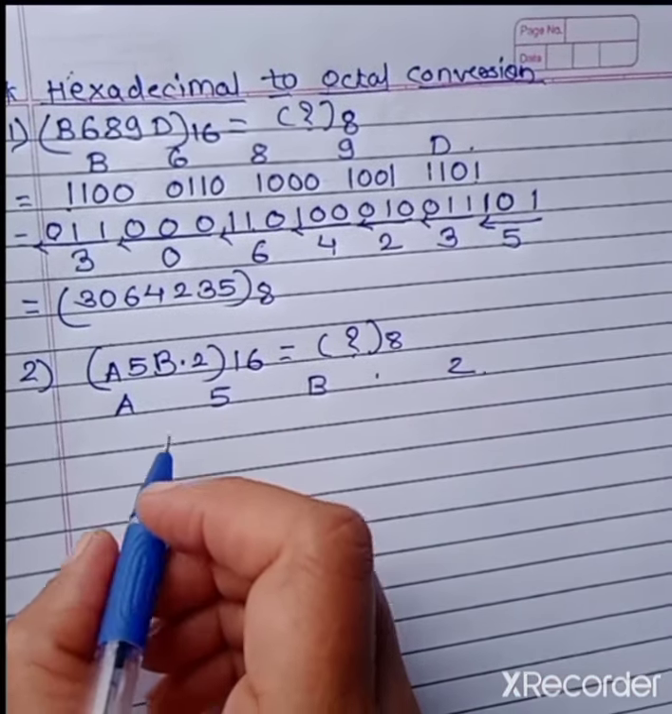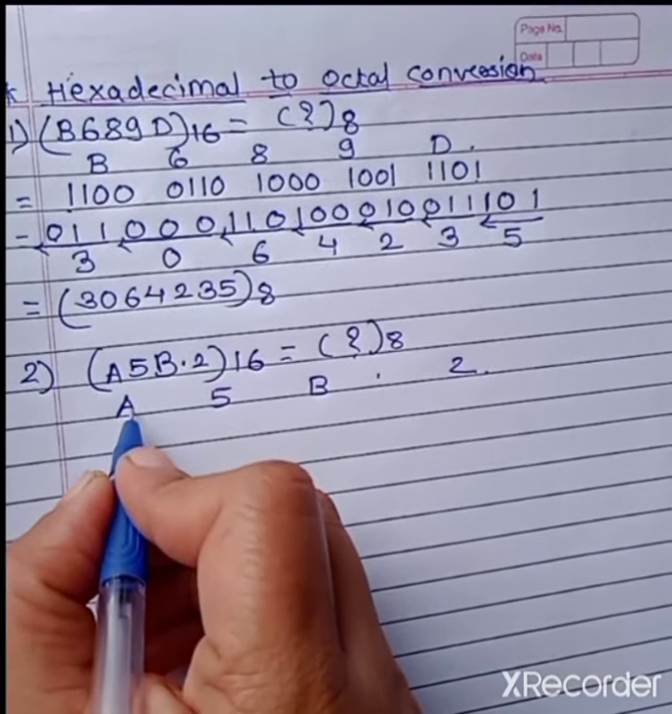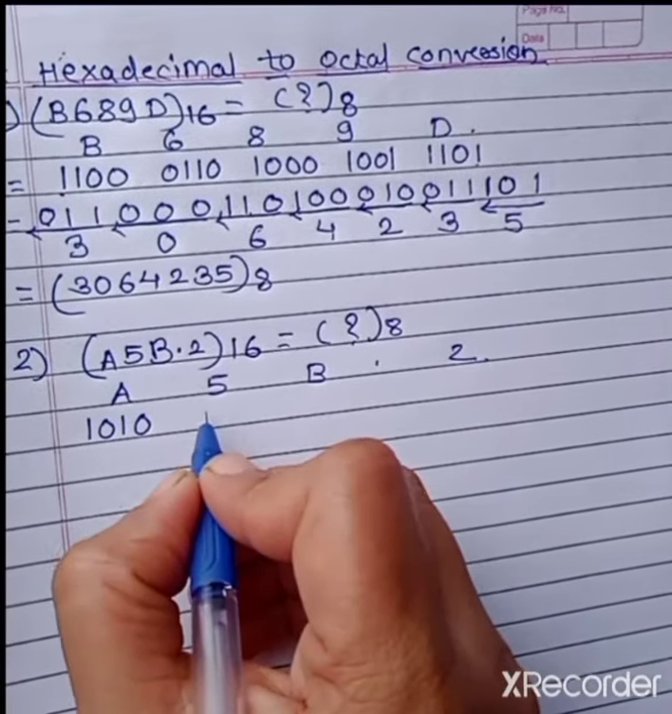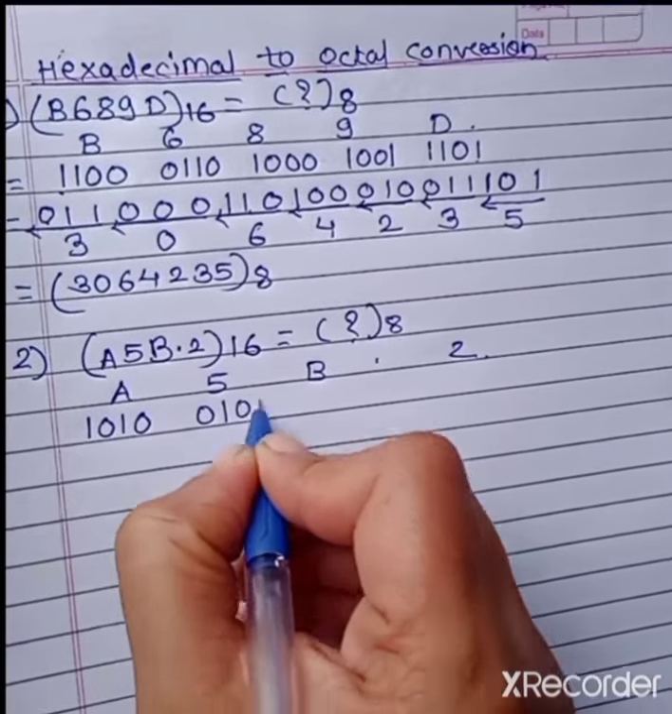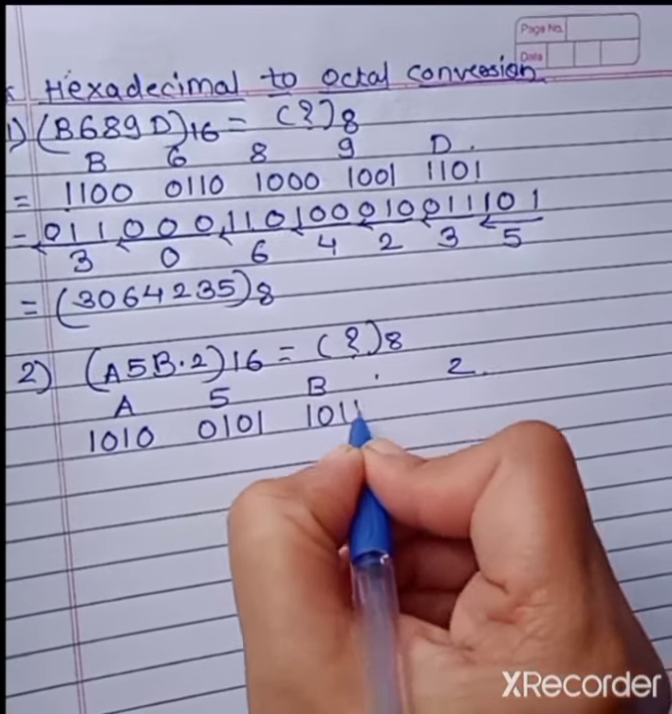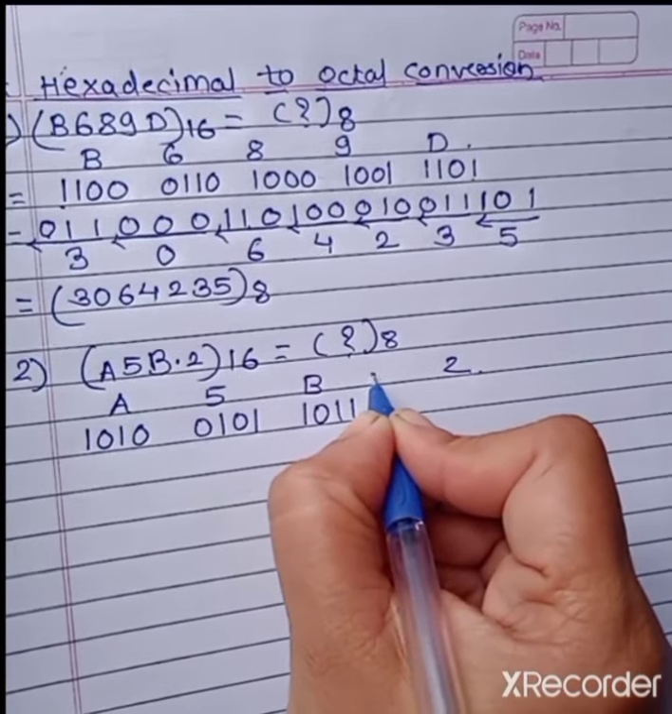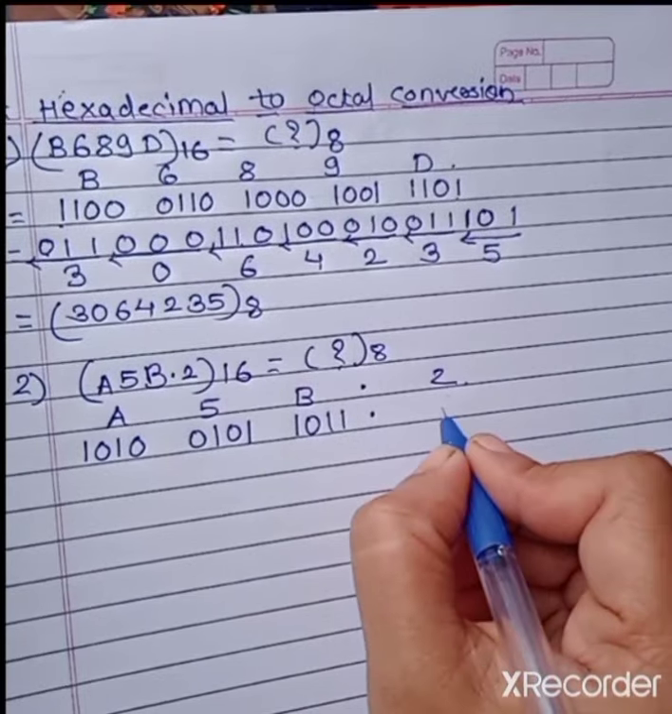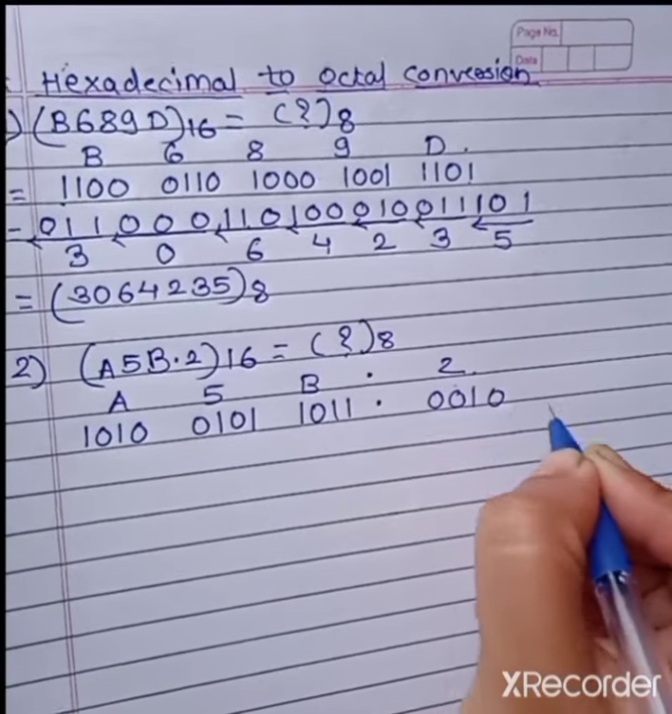First write 4-bit binary for each digit. A means 10, so 4-bit binary is 1010. For 5 it is 0101. B means 11, so for 11, 1011. The radix point will remain as it is, and 2 is 0010.